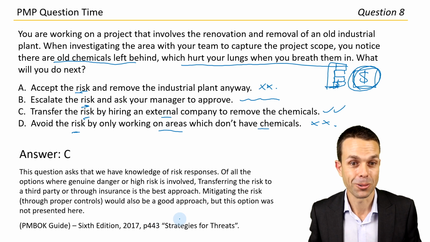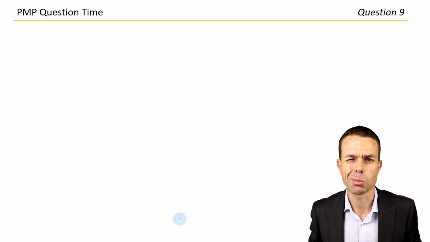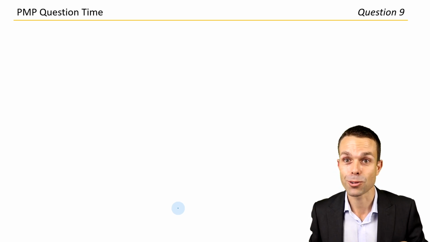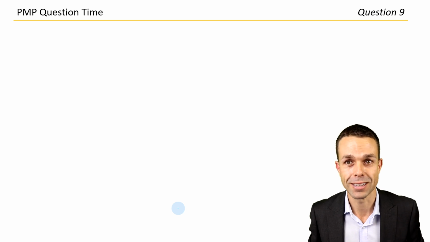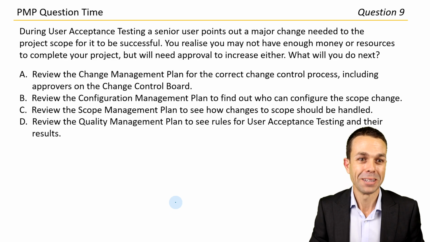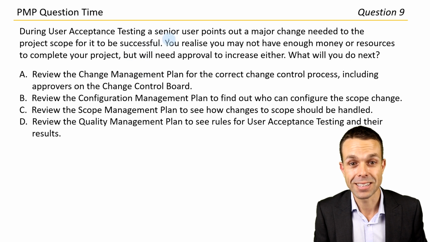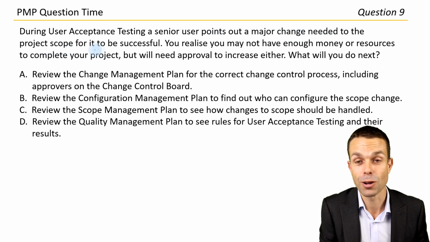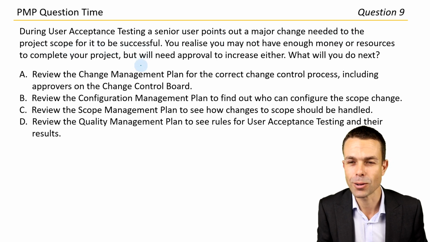That was really, really good. All right, and you know what else is really good? We're up to the last two questions in this little section, and you're doing fantastic work. Let's get through them so we can go and have a cup of tea and a bit of a relax. Let's get into it. During user acceptance testing, a senior user points out a major change needed to the project scope for it to be successful. Okay.